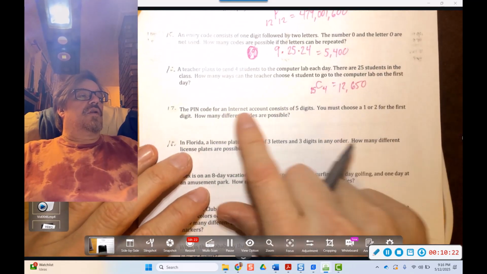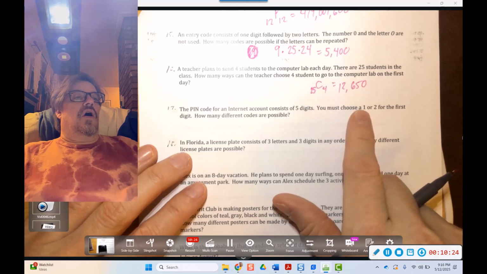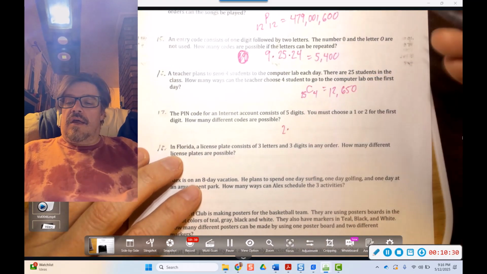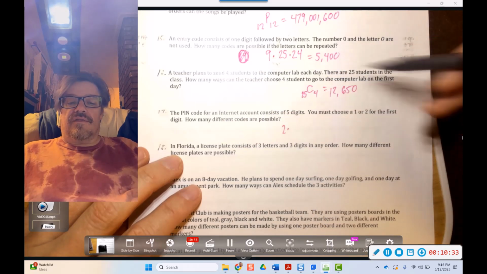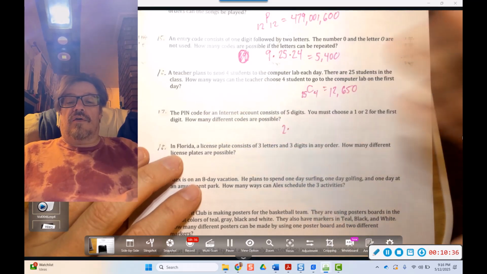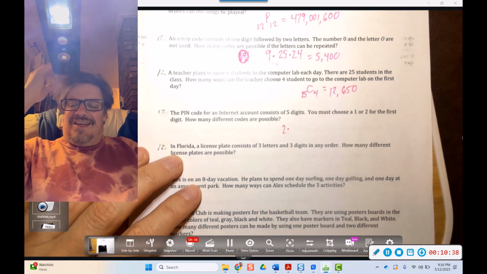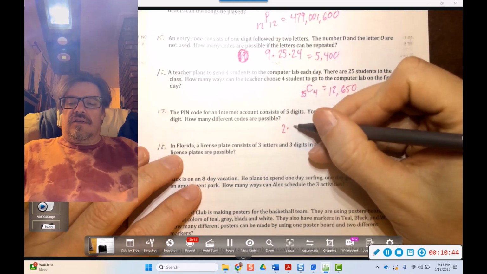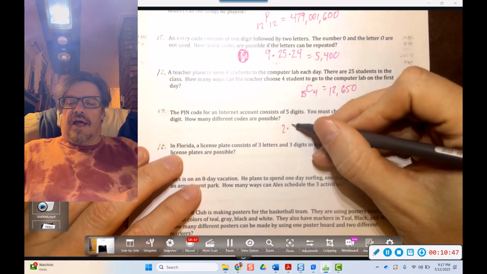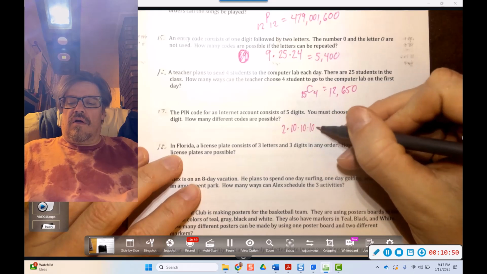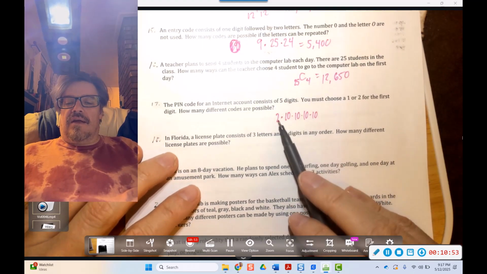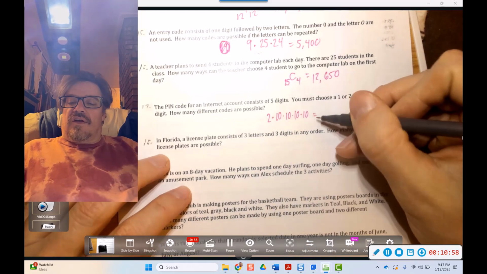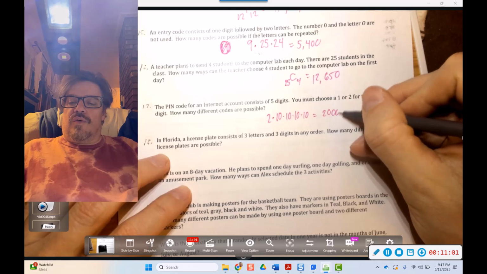All right. The PIN code for an internet account consists of 5 digits. You must choose a 1 or 2 for the first digit. So that's 2 choices. How many different codes are possible? Looks like it was just the first digit that needed to be a 1 or a 2. Everything else could be 0 to 9. So that means 1 or 2 for this guy, and then we got 10 digits for the last 4. That's going to be 10,000 times 2 is 20,000.